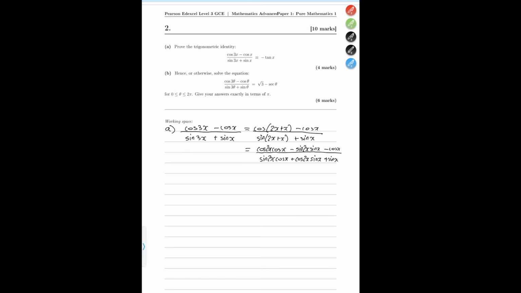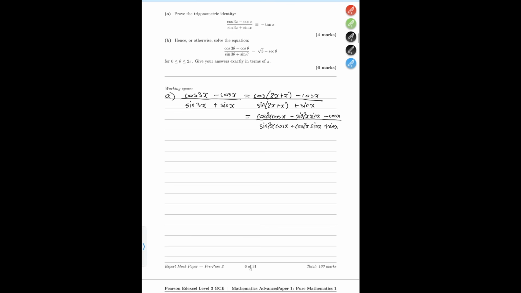Okay, so it does look quite intimidating, but let's work through this step by step. I'm thinking first of all of factorizing out, in the numerator, cos x. So we get cos of 2x minus 1 minus sine 2x sine of x. And on the bottom, we'll do the same, but we'll factor out the sine of x. Oh, there should be a cos x here. So sine of x, cos 2x plus 1 plus sine 2x cosine of x.